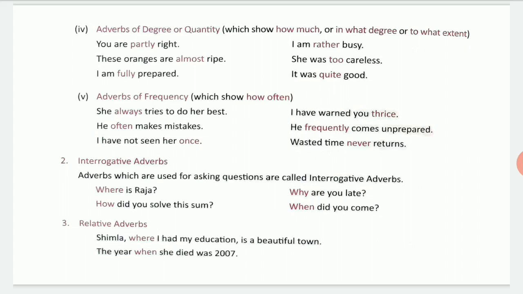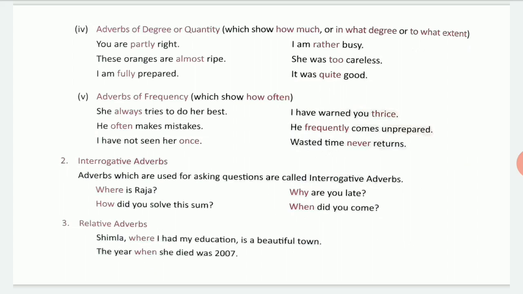Now, the second kind of adverb is interrogative adverb. Adverbs which are used for asking questions are called interrogative adverbs. And of course, they are used in the beginning of a sentence to ask questions, right? And at the same time, they indicate when, where, how often, how much, and why the action takes place.